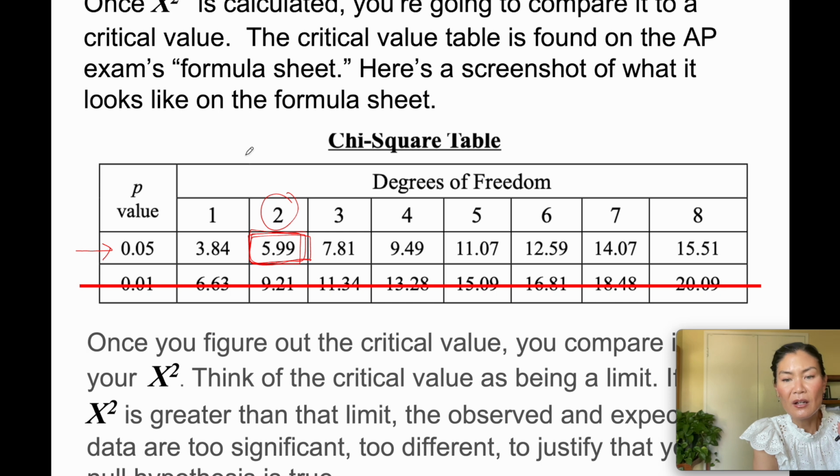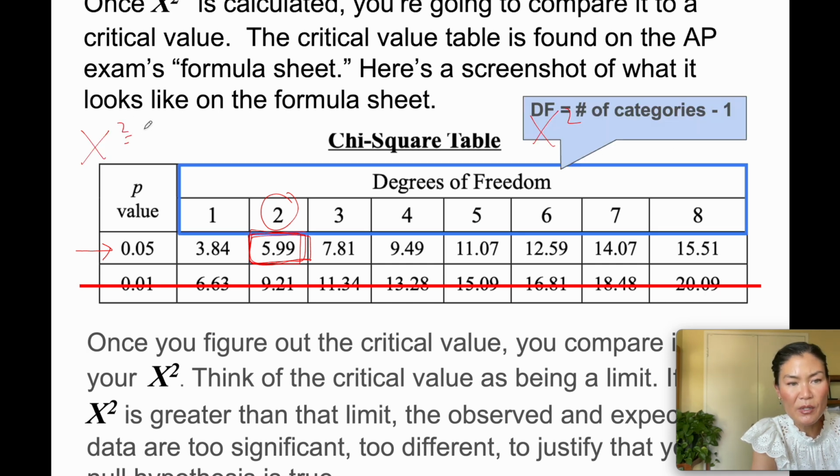Again, what is this critical value? It's the number that we are comparing chi-square to. It's like the limit. If our chi-square is bigger than 5.99, that means the observed and the expected data have a statistical significant difference between the two. But if our chi-square value is less than 5.99, then there is not a statistical significant difference between the observed and the expected, okay?